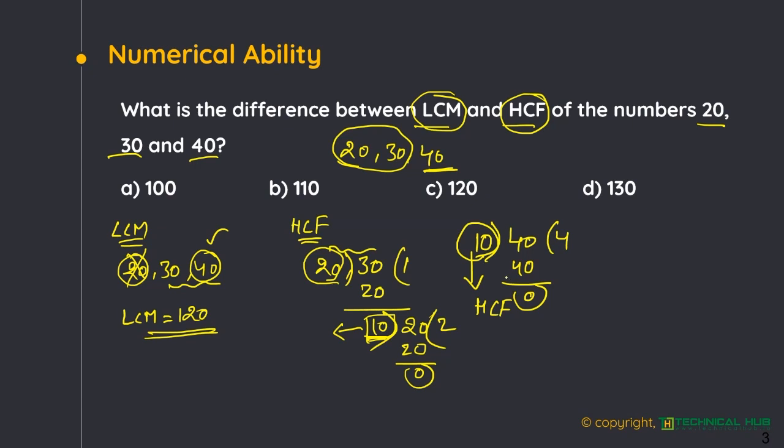Now the question is, what is the difference between LCM and HCF? Difference is 120 minus 10. 120 is the LCM, 10 is the HCF. The difference between these two is 110. Option B is the right answer. Very simple question.